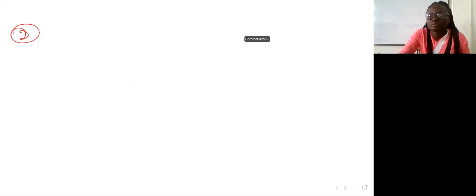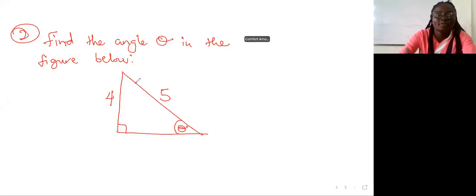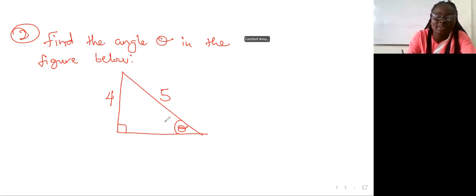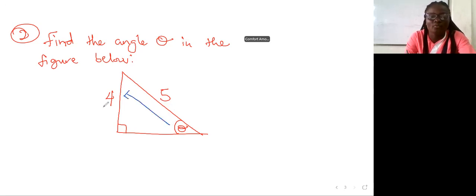Let's see another example. Okay, so the second example is find the angle in the figure below. So we have the angle here, and looking at our figure, where do you think our opposite will be? The angle theta is directly opposite to 4. So this side will be our opposite. This side will be the hypotenuse, the longest side.